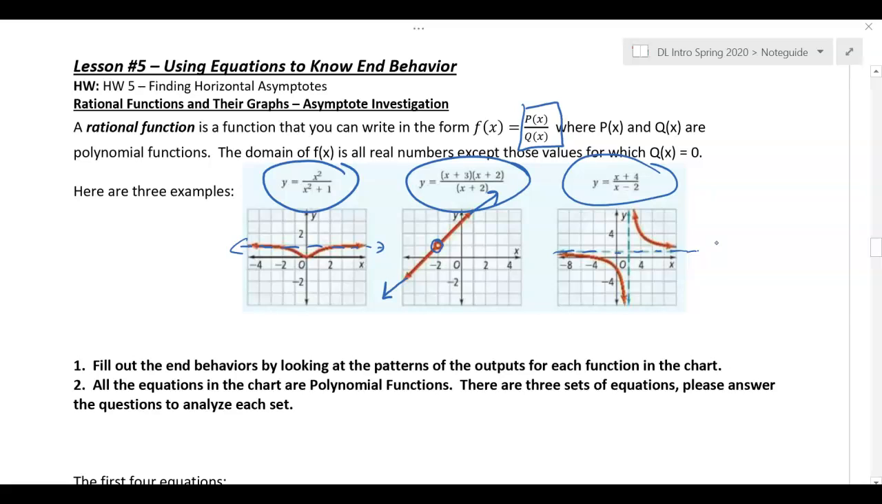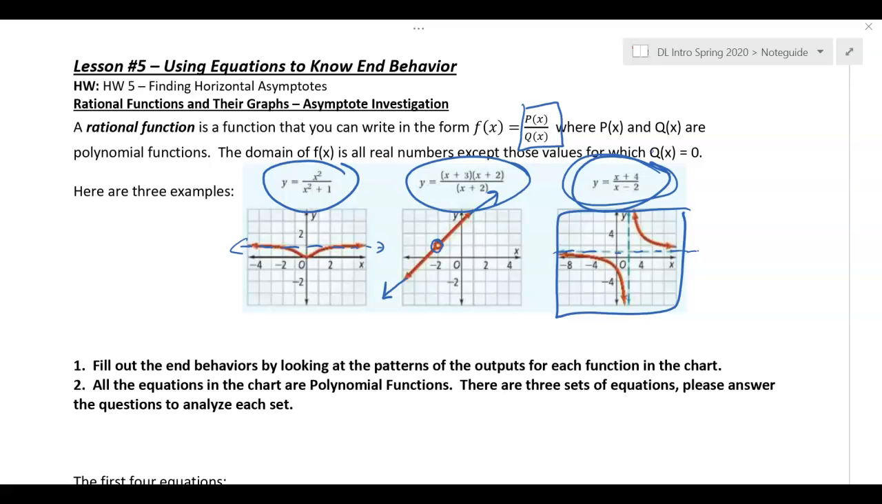So my goal is, if I'm supposed to build this picture, can I look at this equation and know ahead of time that I expect it to average out about around 1 so that I know this to help me build the graph? So we're going to look at different styles of equations.